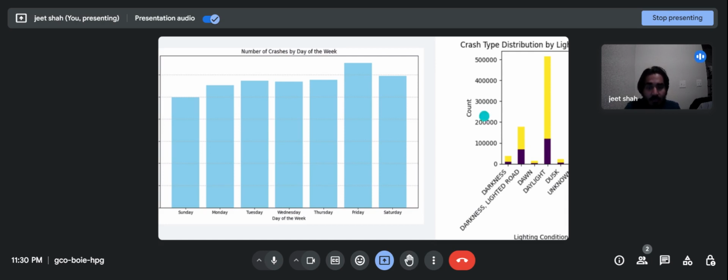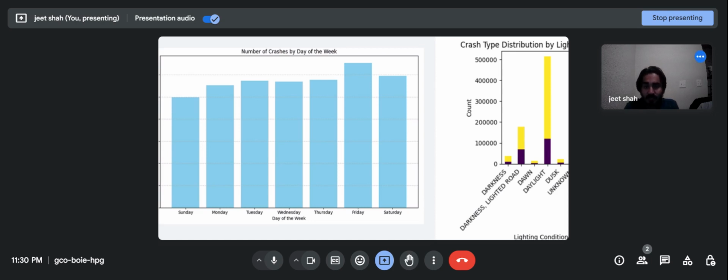The second graph on the right basically talks about the crash type. Crash type is a category that the data set had. It talks about if the person was injured or the car had to be towed after the accident, or there was no injury and the drivers were like, it was a very minute accident and the traffic went on.